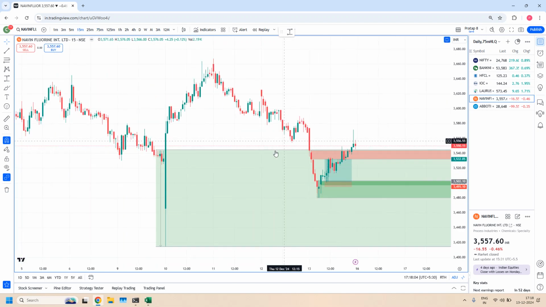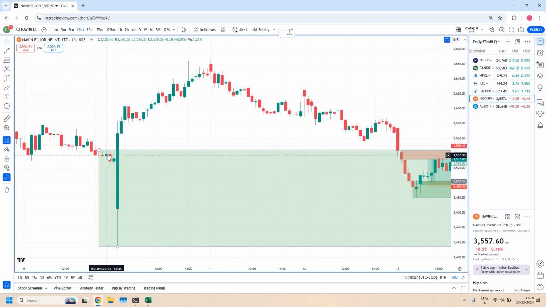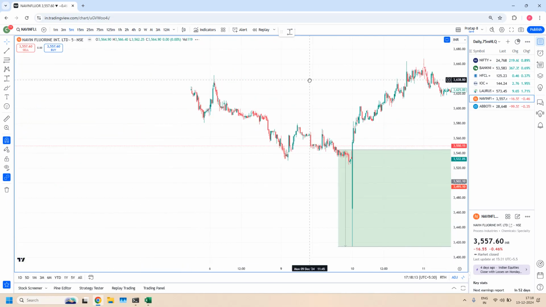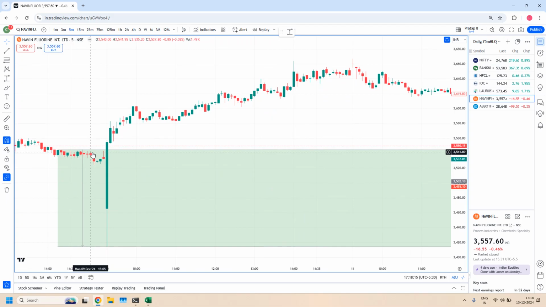Next to 15 minutes, when you fine tune, see here, you have a drop base rally, again huge. Go to fine tune 5-minute zone. In the 5-minute zone also, see again, you have a drop, 3 base candles, rally. See the big risk. Can you take a trade in this zone? No. So from a risk management point of view, I rejected this trade yesterday.